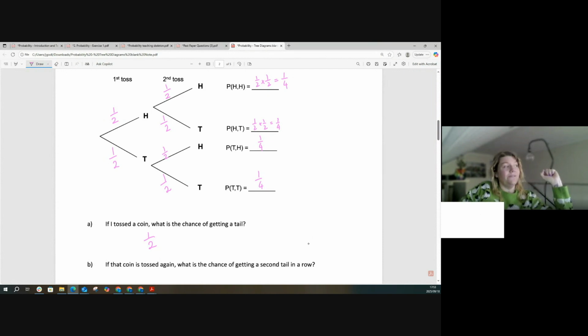So what we've done is this first question is saying, cool, what's the chance of us getting a tail on our first flip? Now we're flipping it again. What is the chance of getting a second tail? So we're getting 2 tails in a row. So we can say, cool, well, that's going to be a half times a half, which gives us a quarter.